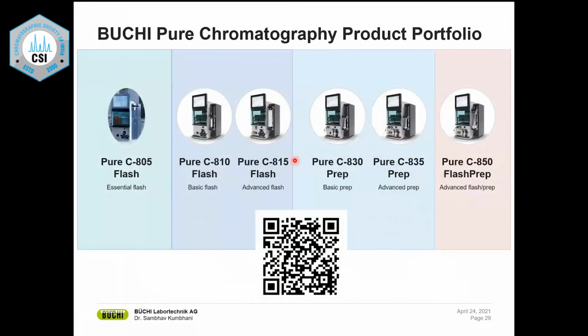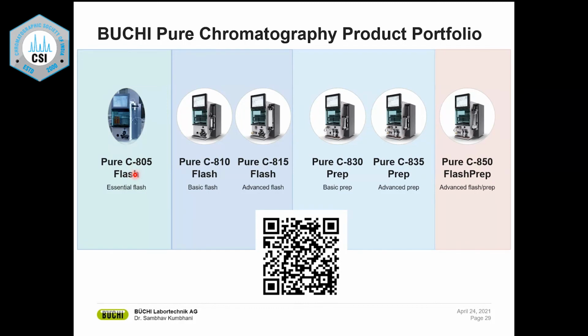And now coming to the options you have in terms of modern instruments. This is all that Buchi offers. Buchi has 3 instruments for flash chromatography, 2 for prep, and 1 for flash and prep combined. This is a combined instrument. So the main difference between these 3 instruments is this 805 is our latest launch. In 2021 only we launched this instrument.